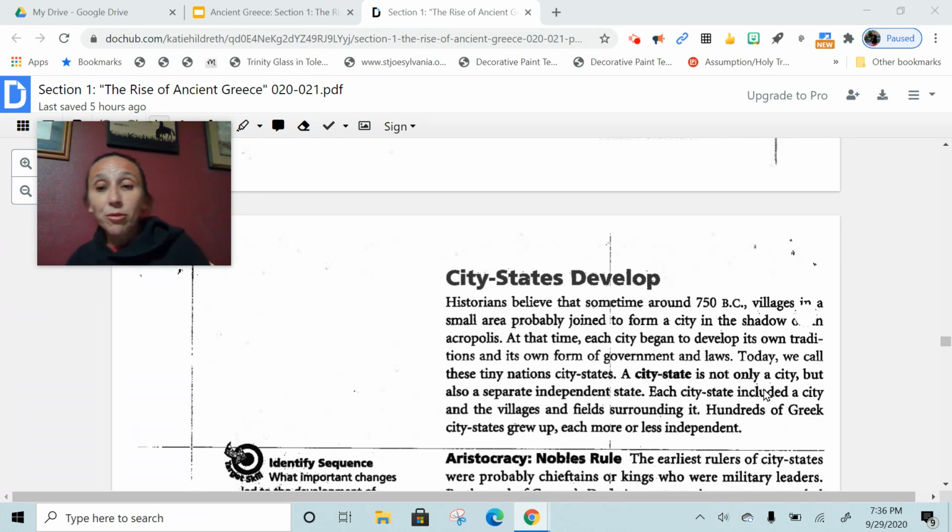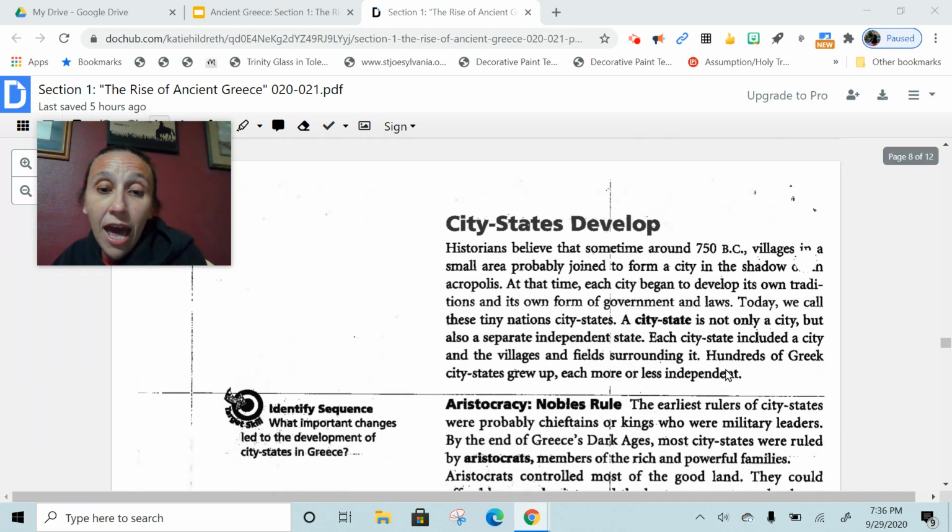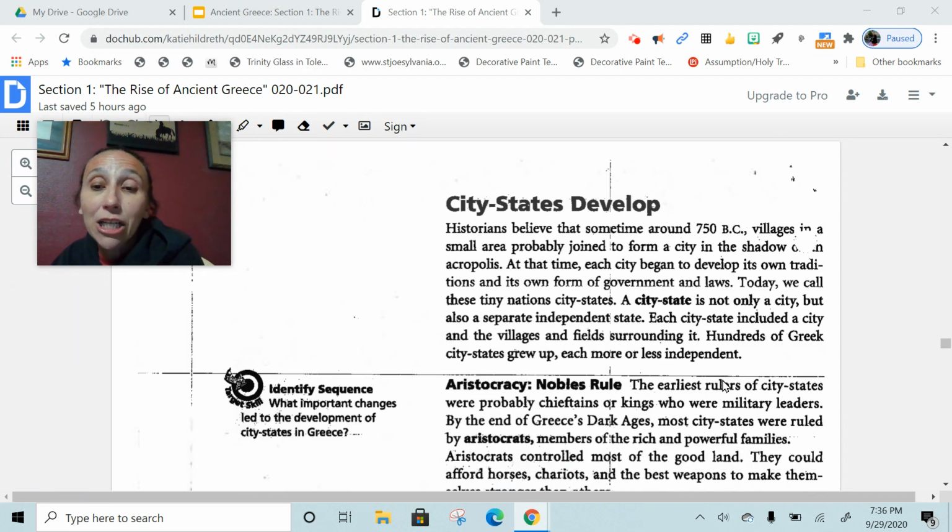Historians believe that sometime around 750 BC, villages in a small area probably joined to form a city in the shadow of an acropolis. At that time, each city began to develop its own traditions and its own form of government and laws. Today, we call these tiny nations city-states. A city-state is not only a city, but also a separate, independent state. Each city-state included a city and the villages and fields surrounding it. Hundreds of Greek city-states grew up, each more or less independent.